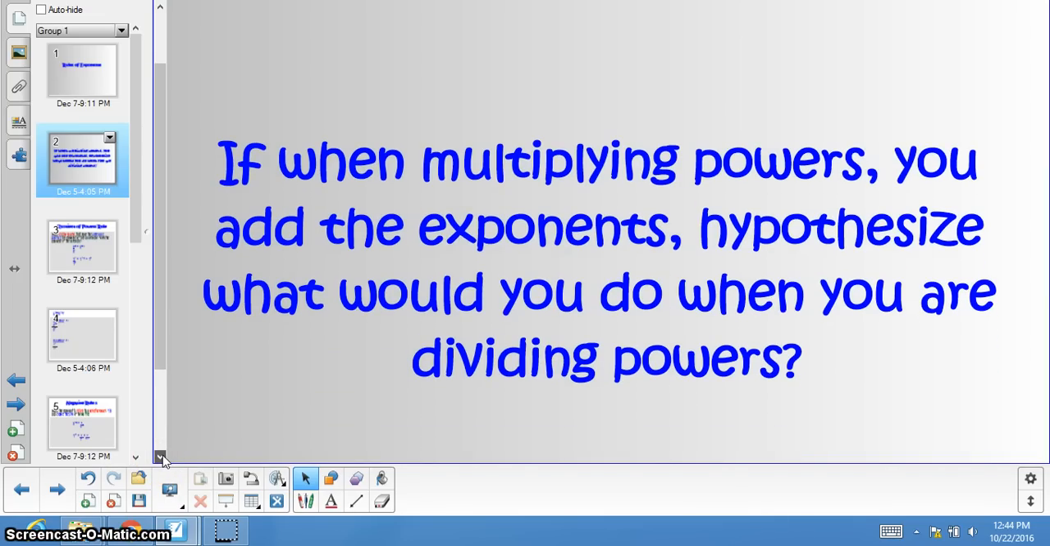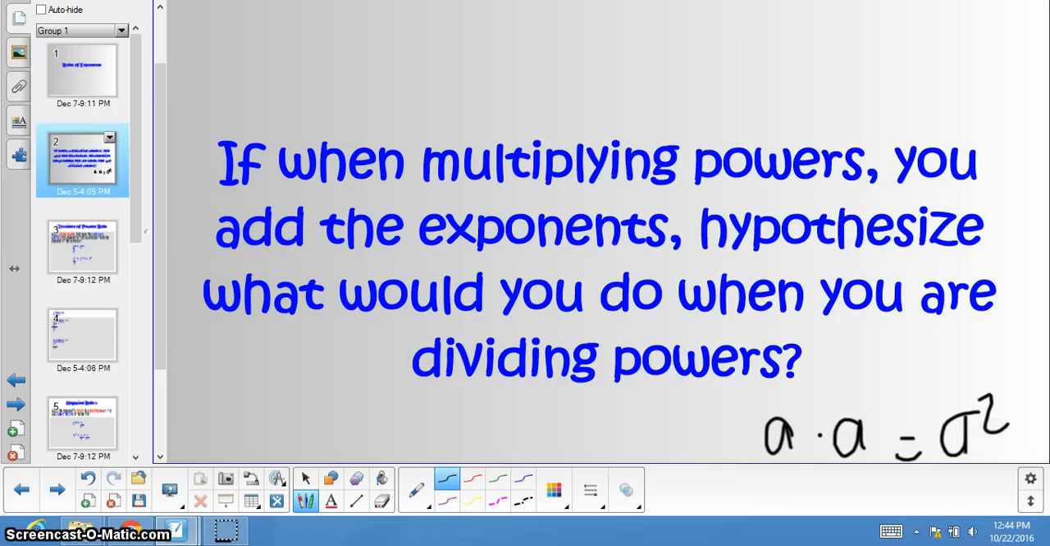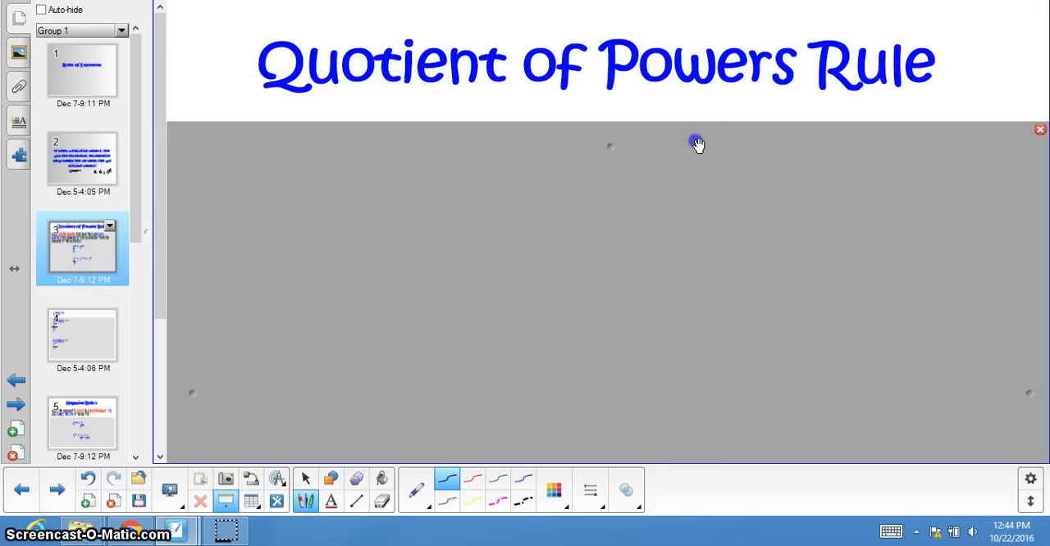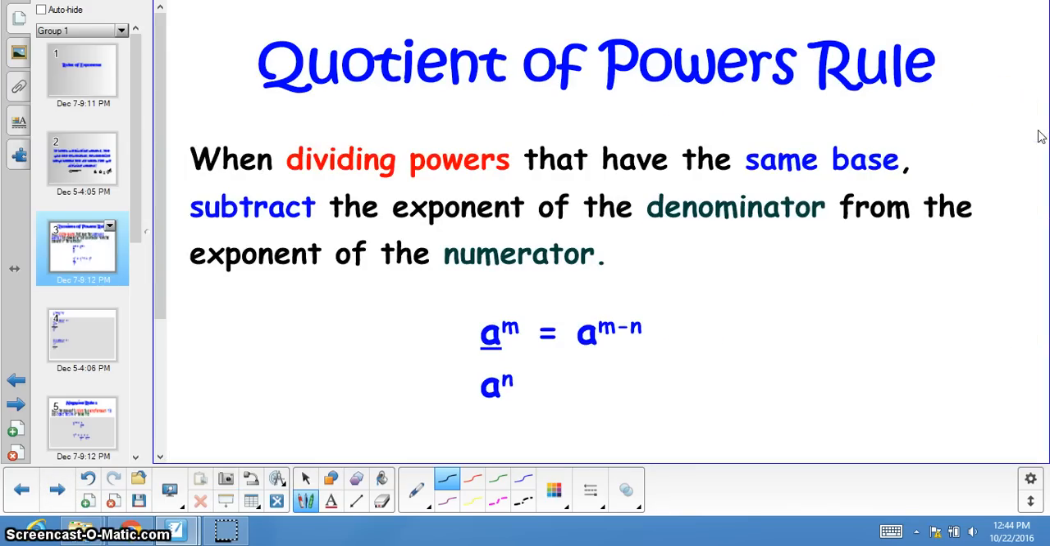When we're multiplying exponents with the same base, we add exponents. So what are you going to do if we're dividing powers? Let's take a look and see. Quotient of power rule. When dividing powers that have the same base, you subtract, maybe you thought that, subtract the exponent of the denominator from the exponent of the numerator. So here's our example. a to the m power divided by a to the n equals a to the m minus n.